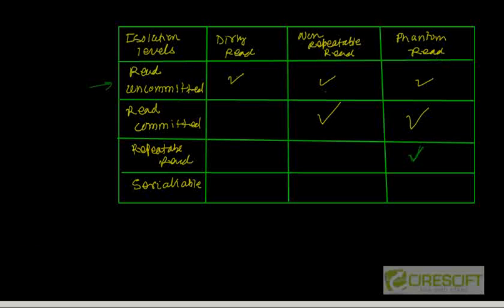So this is all about your transaction isolation level, and how this transaction isolation level gives you consistent views, consistent results and correct results. And Oracle supports only these two isolation levels, repeatable read and serializable.